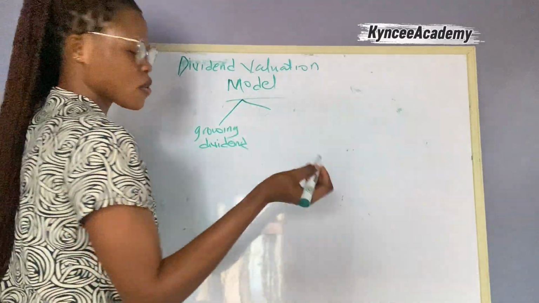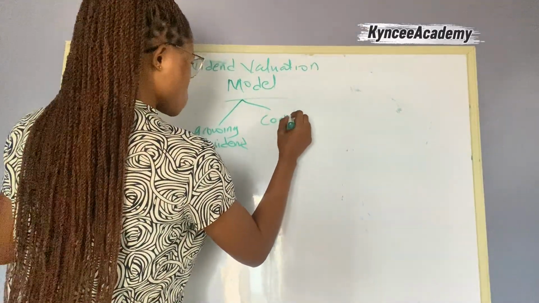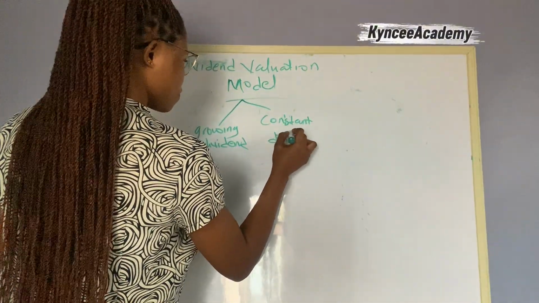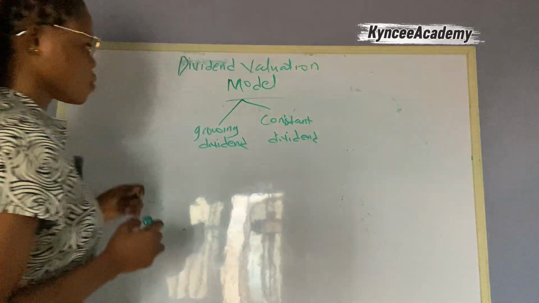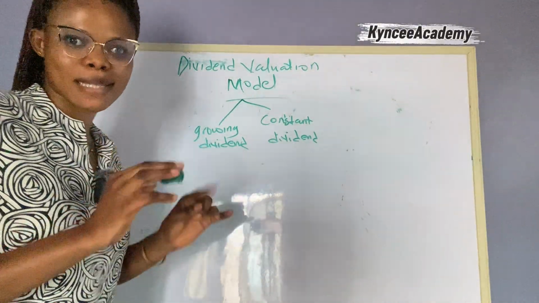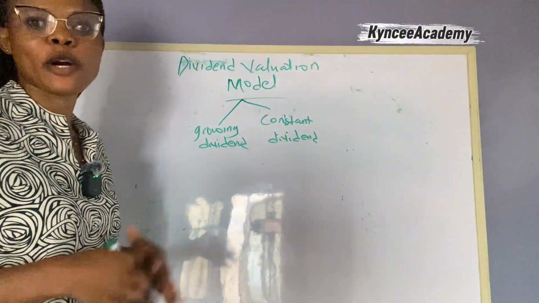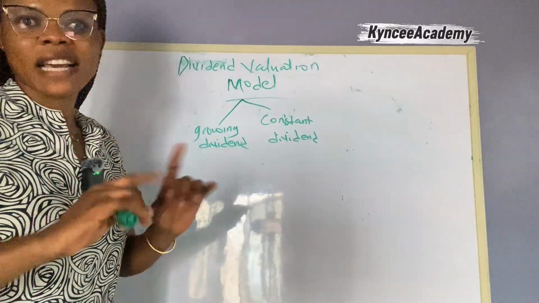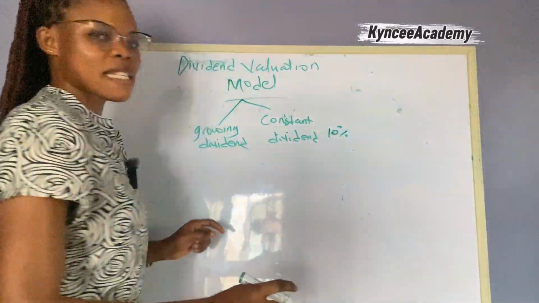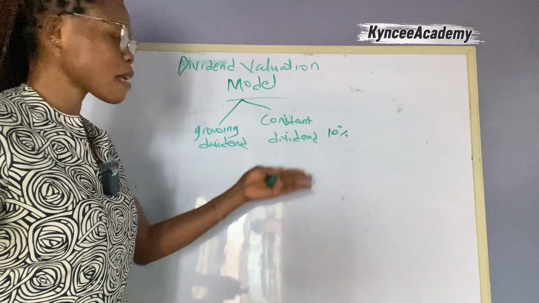And when dividends are constant. Growing dividends means that the company is not paying a fixed dividend. It varies from year to year. But constant dividends means that a company pays a constant dividend, let's say 10%. A company that pays 10% all throughout 5 years, it means it's a constant dividend. That 10% is a constant dividend.